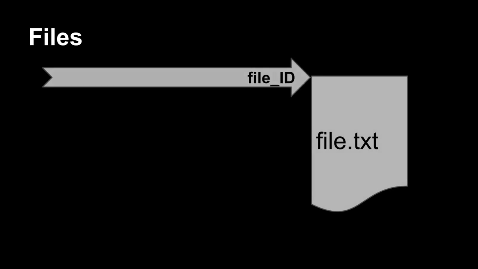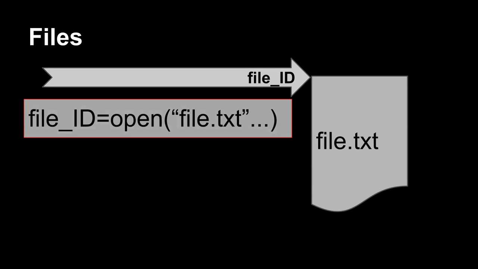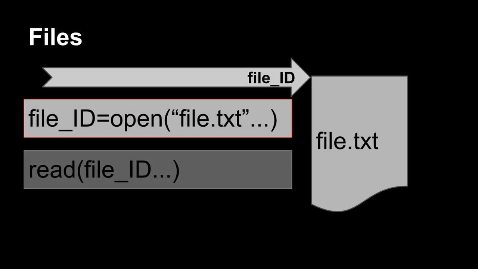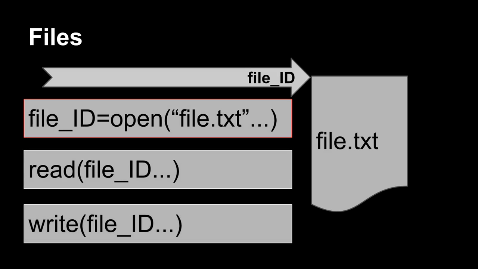the internet using sockets. If you want to access a file on the hard drive, you need a file descriptor or file ID. The system call open will obtain the file ID associated to our file. Once we have that file ID, we can easily read from the file or write into it.